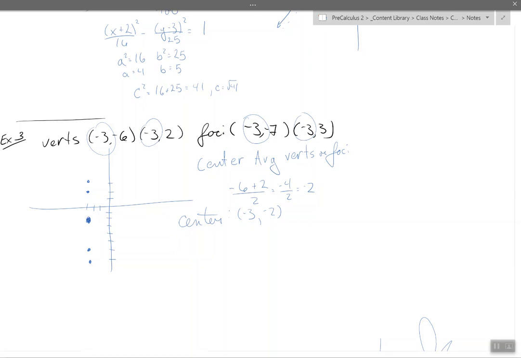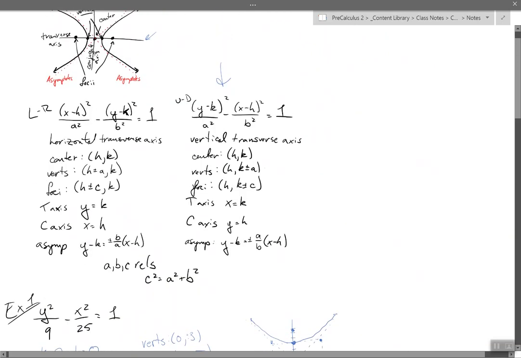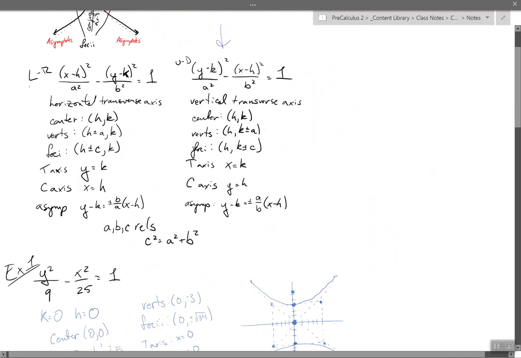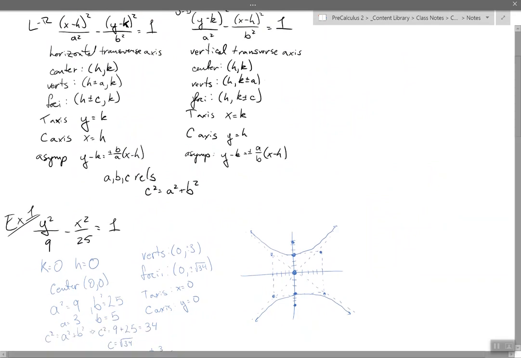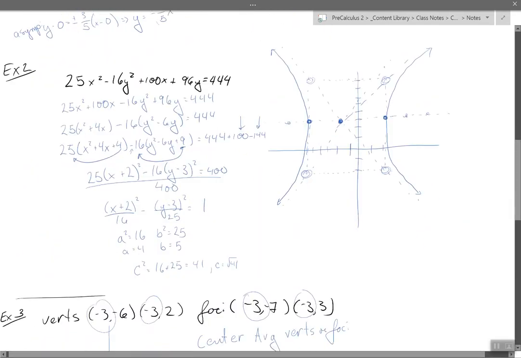Okay, so now what we want to do is find A, B, and C so we can write the rest of the equation. We don't really need C for these equations because we already have the foci. So to get the vertex form of the equation up here, we really just need A and B. A we can get off of the graph, B is going to come from the equation here, so I guess we really do need C.